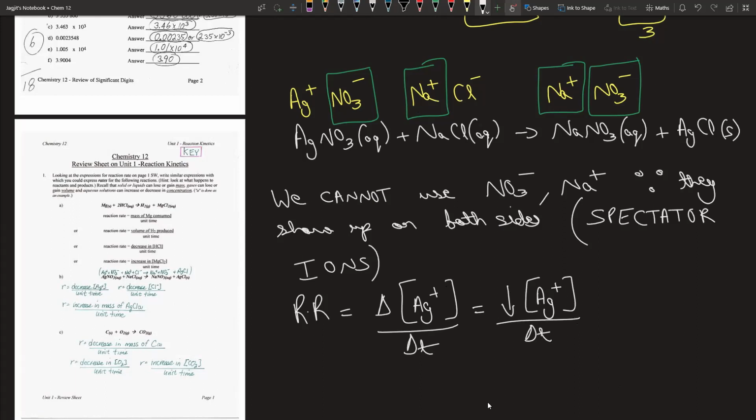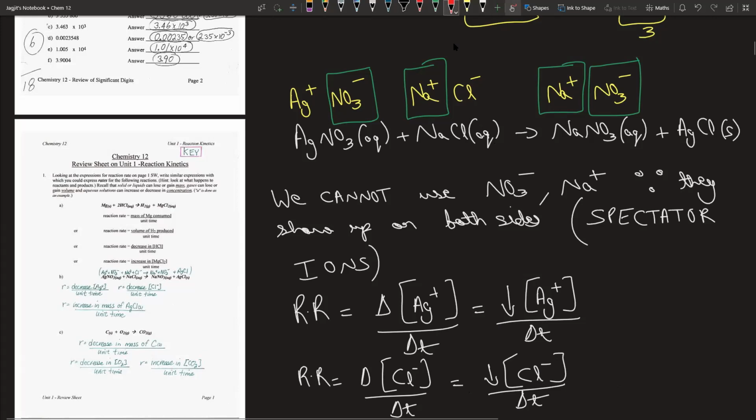Do you agree with that? Okay, another one we can use is Cl minus. We can measure the reaction rate as change in concentration of Cl minus over change in time. Now, Cl minus is also on the reactant side, so it will decrease as well. So it will be decrease in concentration of Cl minus over change in time.